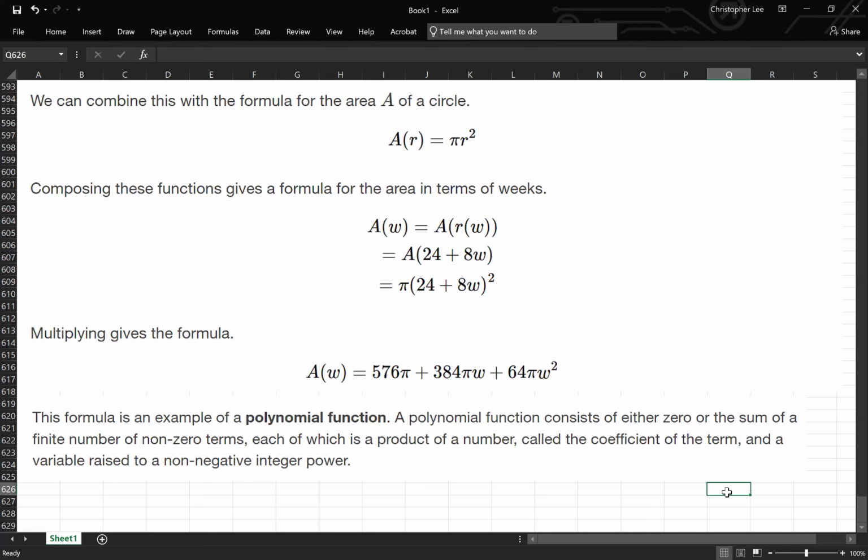All right, this formula is an example of a polynomial function. A polynomial function consists of either zero or the sum of a finite number of non-zero terms, each of which is a product of a number called the coefficient of the term, and a variable raised to a non-negative integer power.